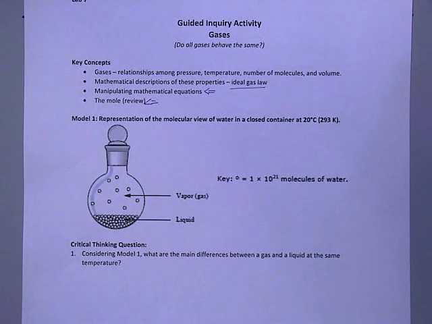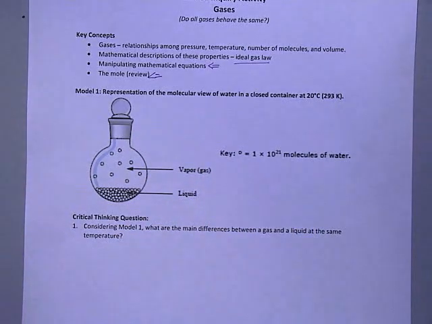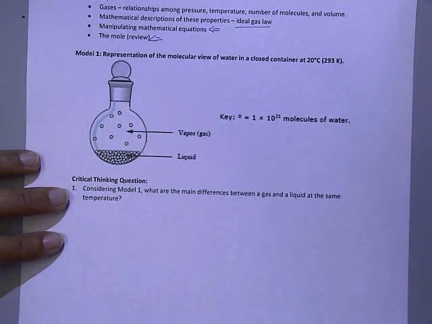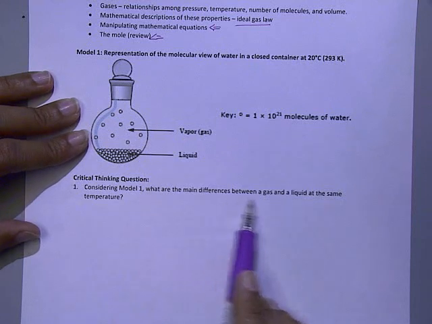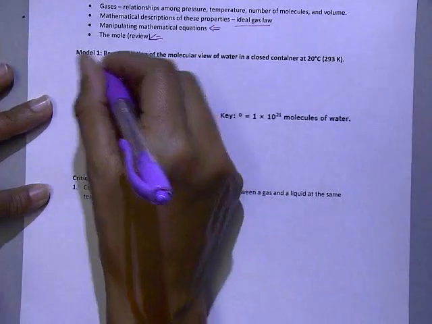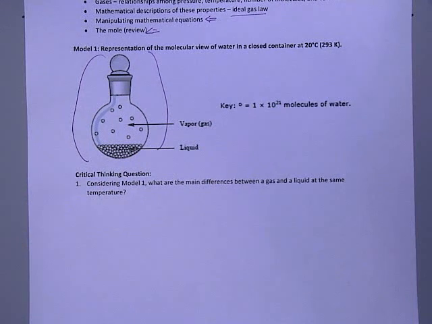All right, this pre-lab lecture worksheet has a couple models that we're going to be working with. Model 1 is a representation of the molecular view of water in a closed container at 20 degrees Celsius. Temperature is not very important at this point. Consider model 1. What are the main differences between a gas and a liquid at the same temperature? Pause this video, think about it, and then let's resume.